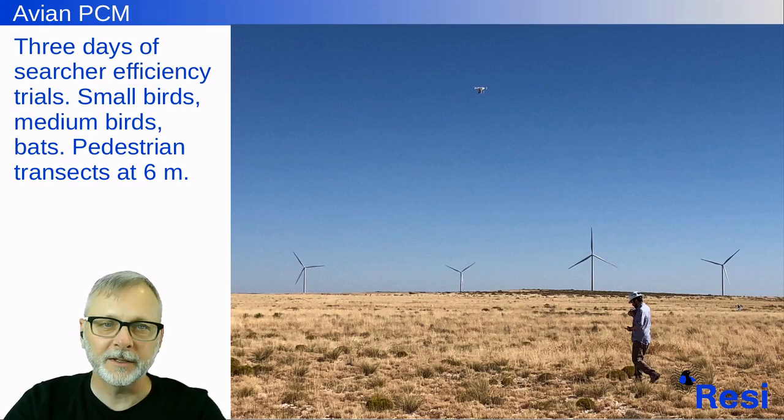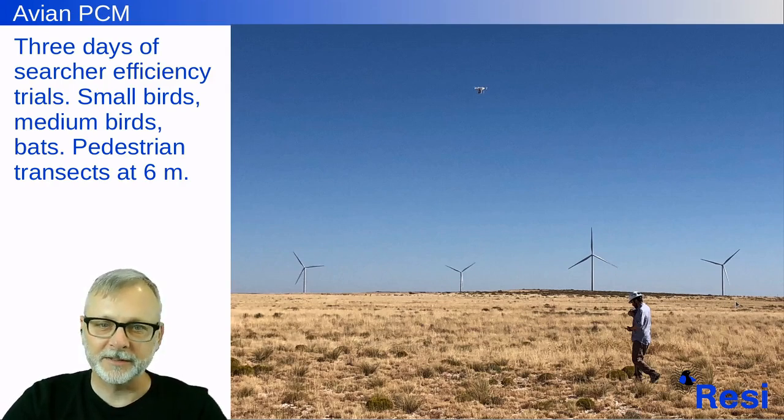And then we conducted 3 days of searcher efficiency trials in New Mexico using small birds, medium birds, and bats. The pedestrian survey walked transects at 6 meters, and we flew the drone at a 7-meter flight elevation. This photograph actually shows one of the trials in process. You can see the pedestrian surveyor to the right, the drone flying above him. I apologize for introducing a photo of wind turbines to this symposium focused on solar projects. But we did this in the vicinity of a wind farm.